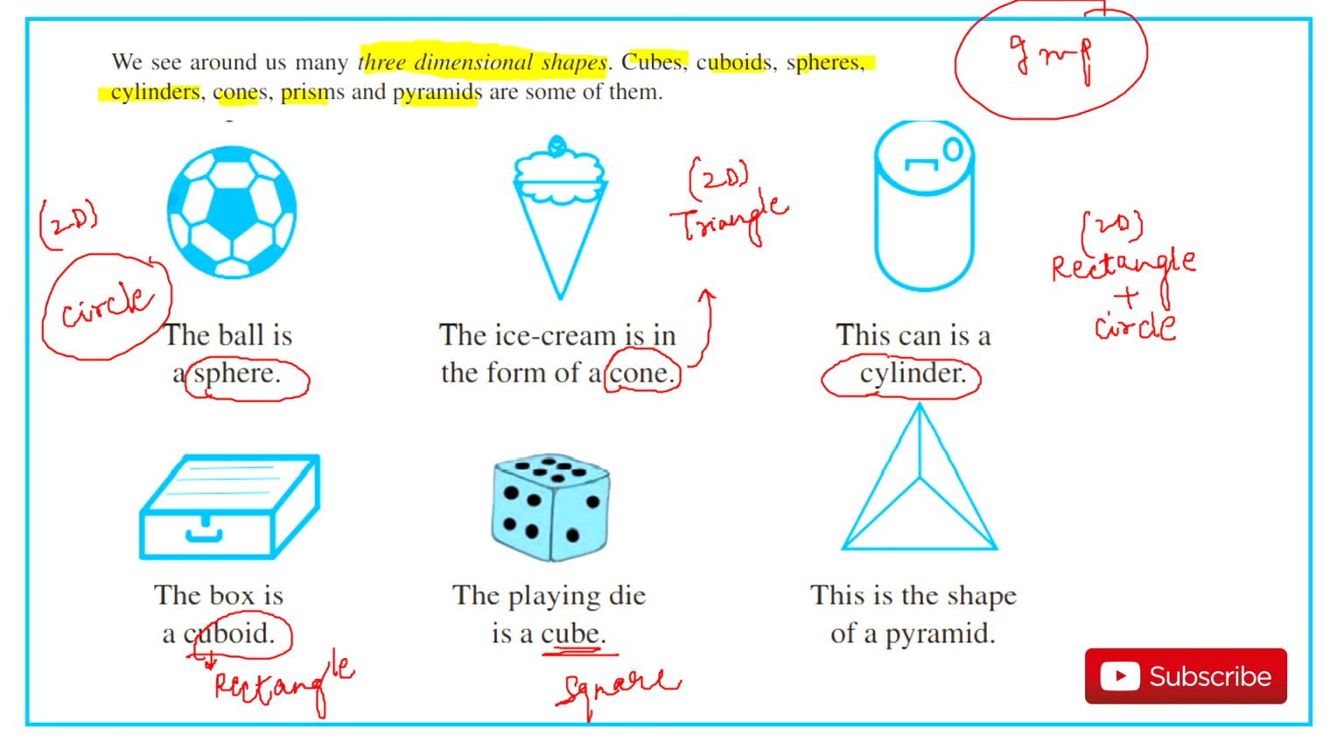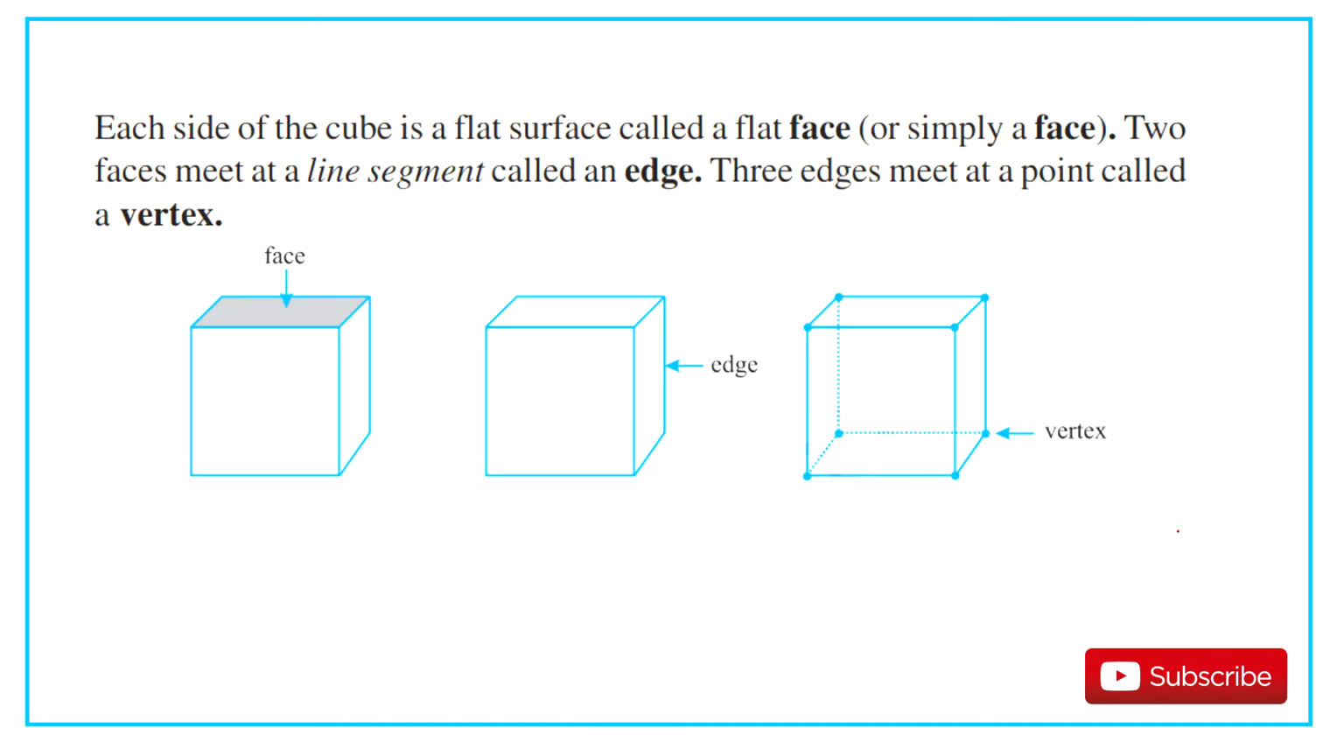Coming to this shape, it is a pyramid. Pyramid is made up of triangles. So this is a triangular pyramid because the base is triangular. So this shape is a triangle. I hope everybody has understood what 3D shapes are. Now, in order to understand deeply, let us all see what is given on the screen.